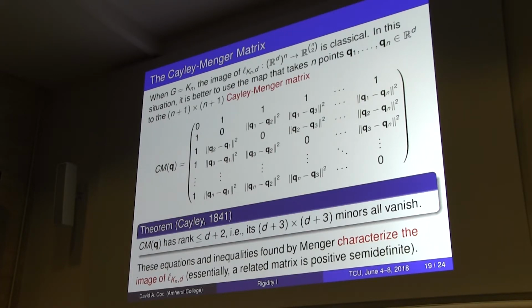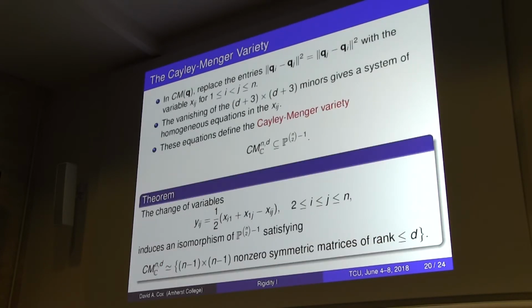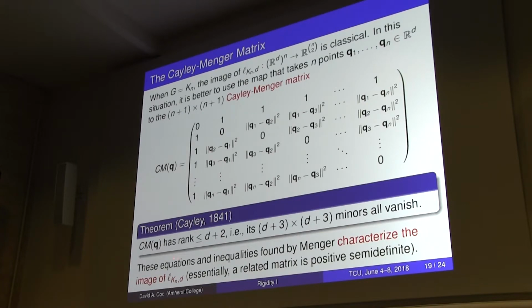And so even though this is in one sense a fairly uninteresting graph, because it's basically rigid in all dimensions, there's something clearly interesting there. And so again, remember that I'm going to call CM the Cayley-Menger variety, and rather, the CM of Q is this matrix. So that's the Cayley-Menger matrix.